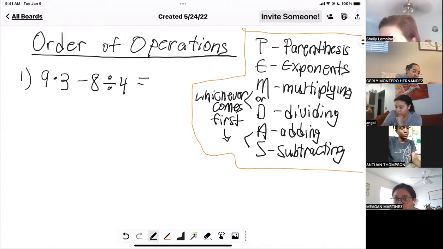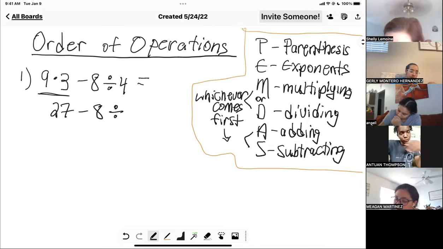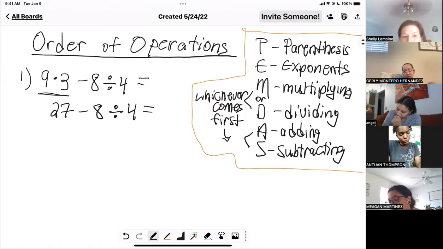There's no exponents. So I go to multiplying, dividing, and I look left to right. You read it like a book, left to right. What comes first? Multiplying, dividing. Multiplying comes first in my order of my problem. So 9 times 3 is 27 minus 8 divided by 4. Notice I wrote the rest of it down because so many people will go, oh, 27 minus 8. You cannot do this next. That is subtracting, that's last.